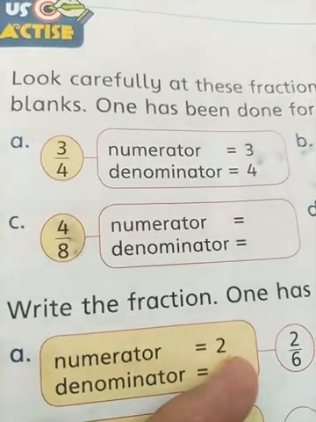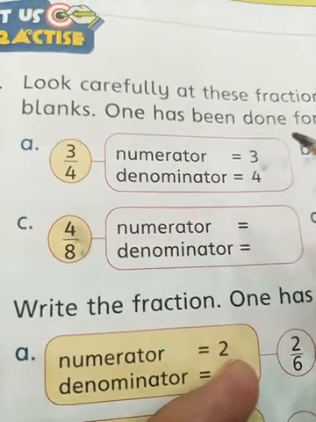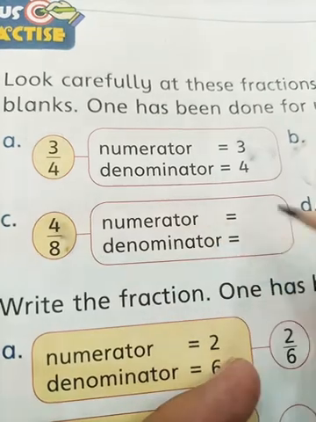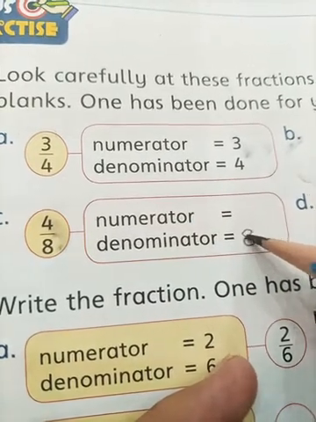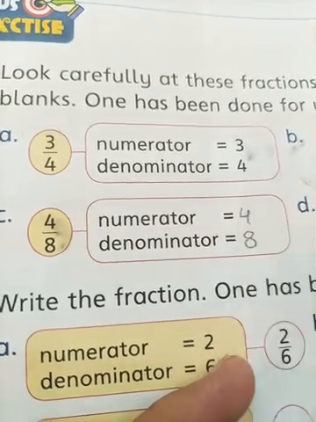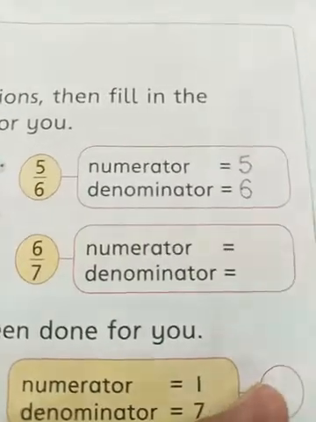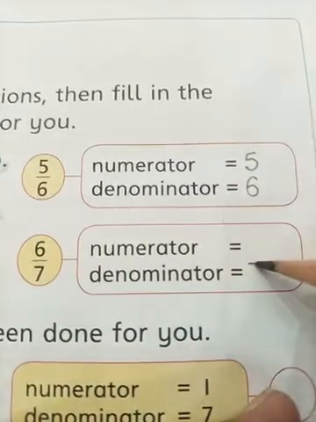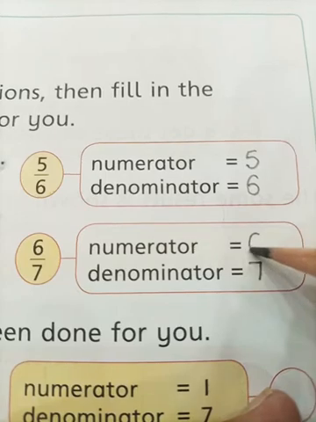See, here we are just going to identify the numerator and the denominator. Denominator is 8 and the numerator is 4. Here in this fraction 6 by 7, 7 is the denominator and 6 is the numerator. Okay, here in part 2, question number 2, write the fraction.